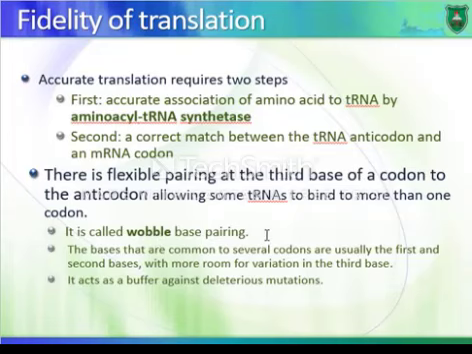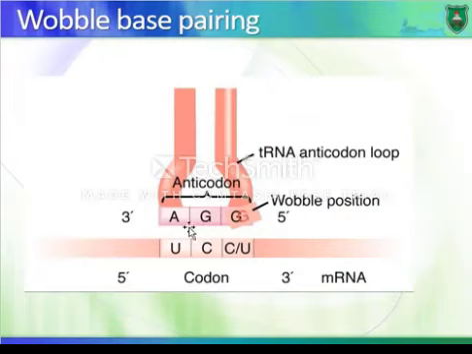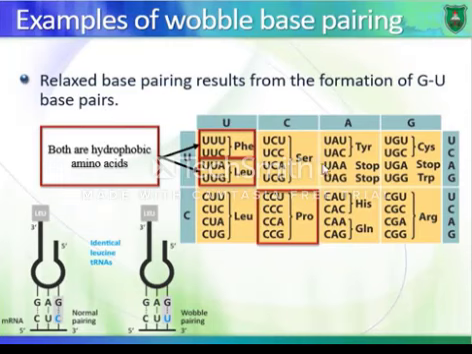Wobble base pairing. Actually, in wobble base pairing, we should have the first and the second bases, as you can see here in this figure. The first and the second bases in the anticodon should match and be complementary to the first and the second bases in the codon. While the third base, as you can see here, has some degree of flexibility. Let us understand more the wobble base pairing through the examples shown here in this slide.